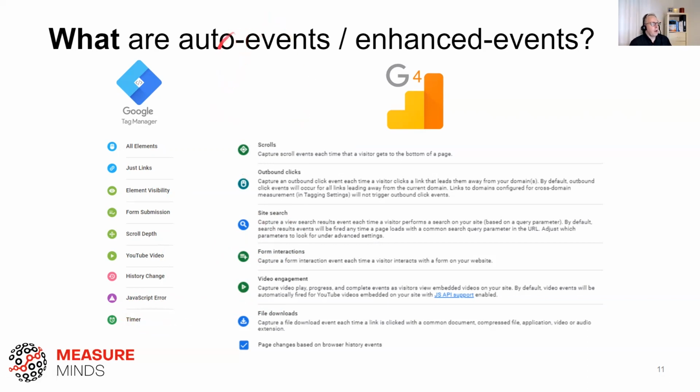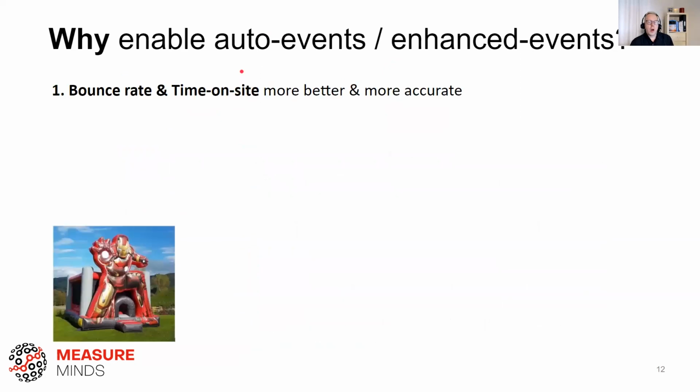When I talk about auto events and enhanced events, I'm really referring to these two types of listeners, be it Google Tag Manager or Google Analytics 4. So why would you want to turn on or utilize auto events or enhanced event listeners? Well, the obvious reason is it makes the stats look better. Your bounce rate and time on site are going to be more accurate and thus better.